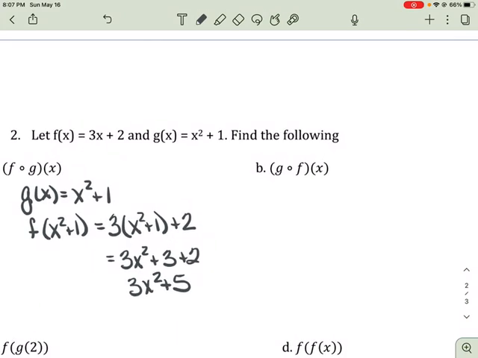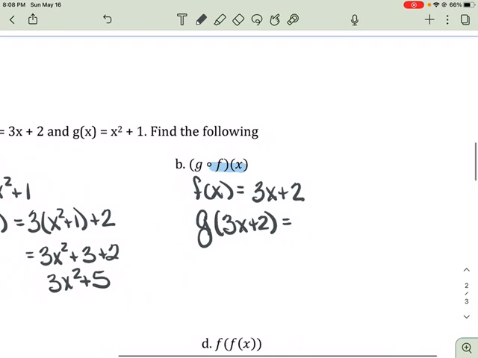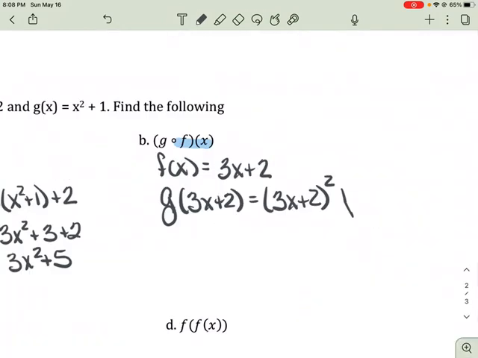We're going to start, and I always start with the one closest to the variable. It's probably the best way to tell you. We're always going to start with the one that's closest to the variable. So f of x is 3x plus 2. Now we're going to find g of 3x plus 2. So this is 3x plus 2 quantity squared plus 1.